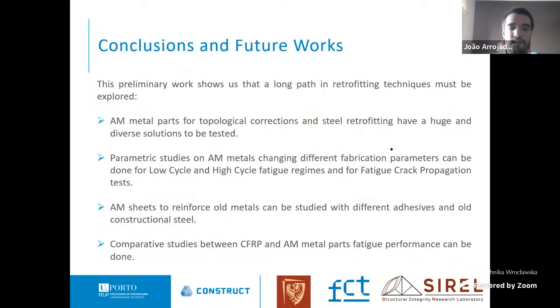To conclude, what I present here today was just a preliminary work that shows that a long path in retrofitting techniques must be explored. AM metal parts for topological corrections and steel retrofitting have huge and diverse solutions to be tested. Parametric studies on AM metals changing different fabrication parameters can be done for low cycle and high cycle fatigue regimes, and for fatigue crack propagation tests. AM sheets to reinforce old metals can be studied with different adhesives and old constructional steels, and also some comparative studies between CFRP and AM metal parts fatigue performance can be done.